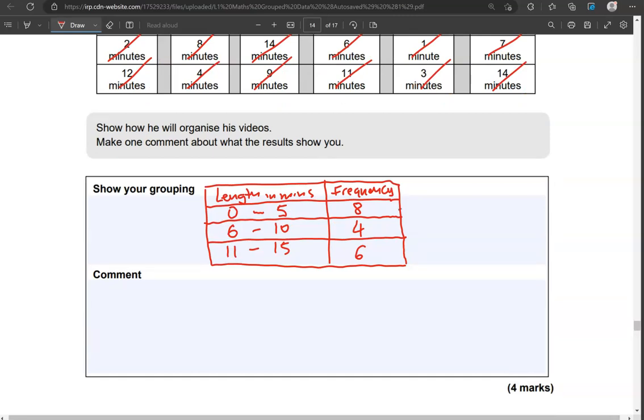So 8 here is the highest frequency, so that tells us that the 0 to 5 minutes length of videos is the most common. Or we can see that this is the least common. So videos of 0 to 5 minutes length are the most common.